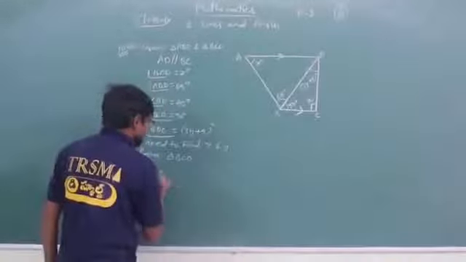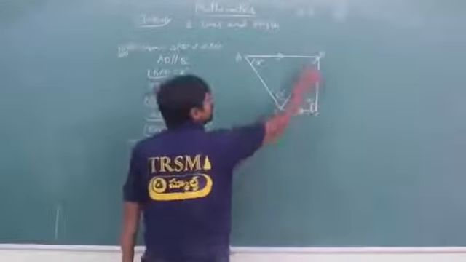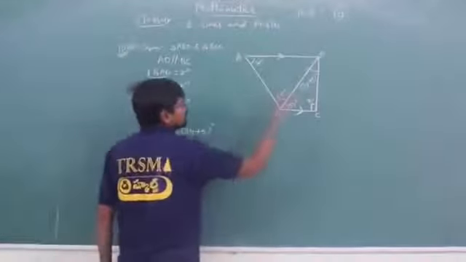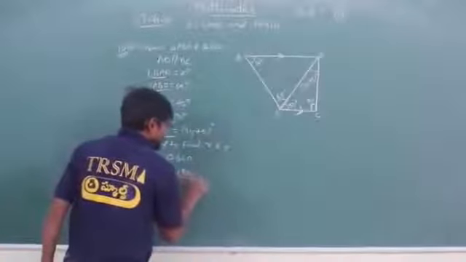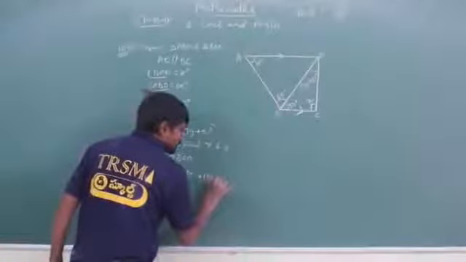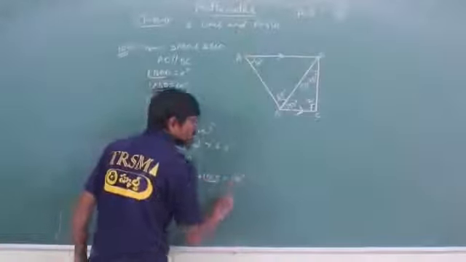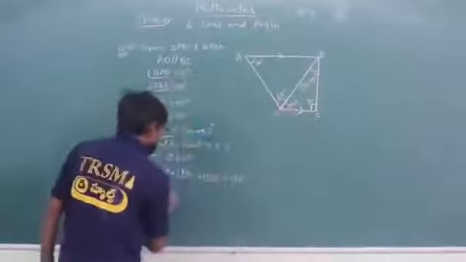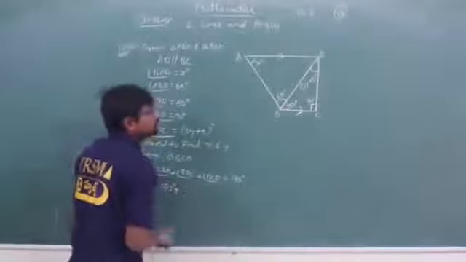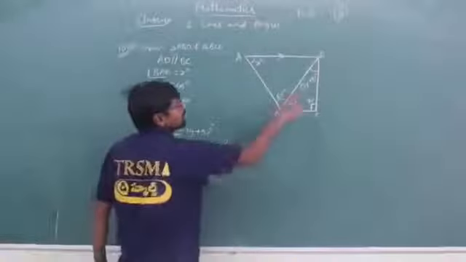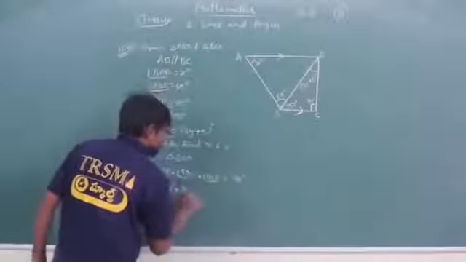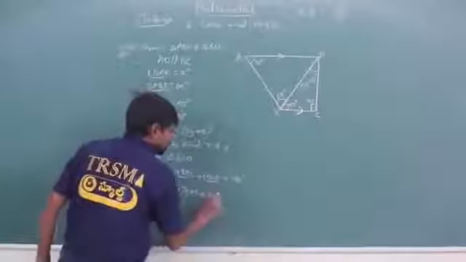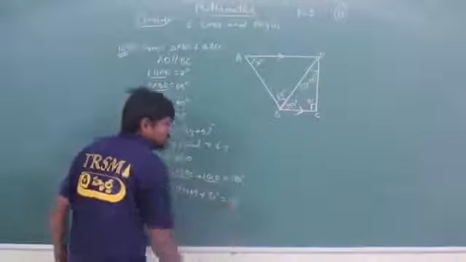So we'll get angle CBD plus angle BDC plus angle BCD is equal to 180 degrees. Sum of interior angles is equal to 180 degrees. So 52 degrees plus BDC, this is 3y plus 5, plus 90 degrees is equal to 180 degrees.